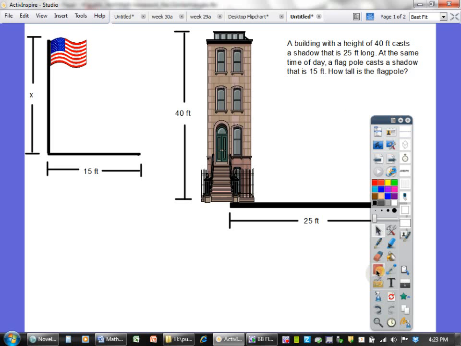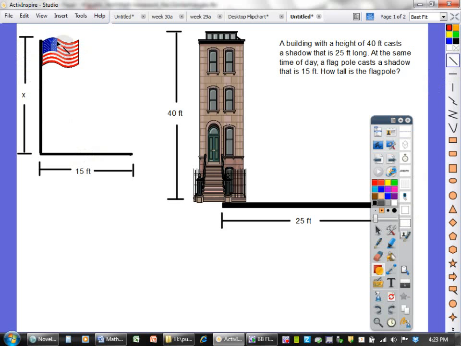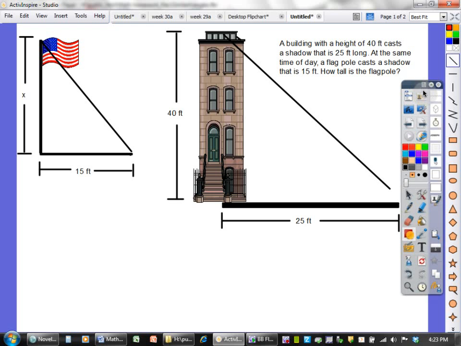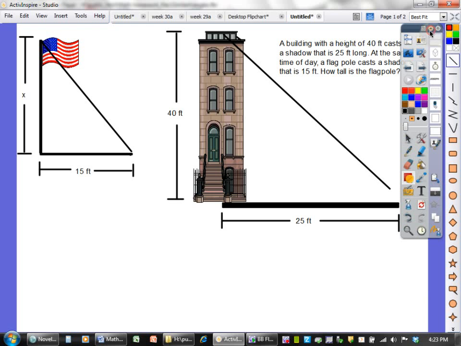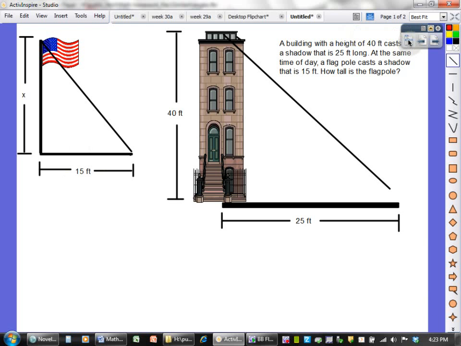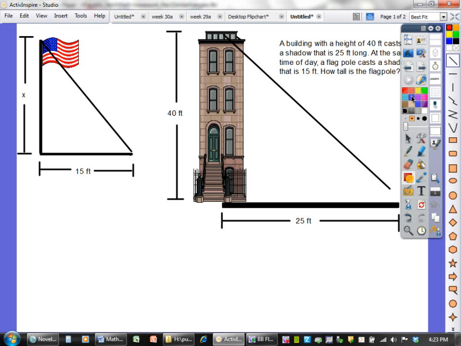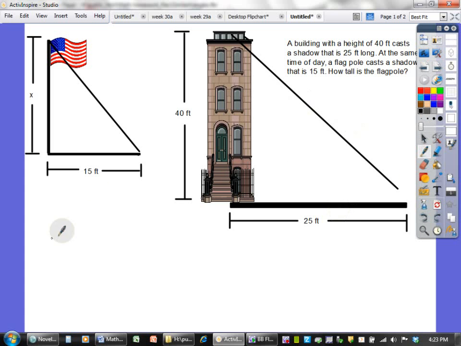So what we see here is that the flagpole itself and its shadow and the rays of the sun actually form similar triangles. And we can use these similar triangles to find out this missing side length. And in order to do that, all we have to do is set up ratios using comparative or corresponding sides.